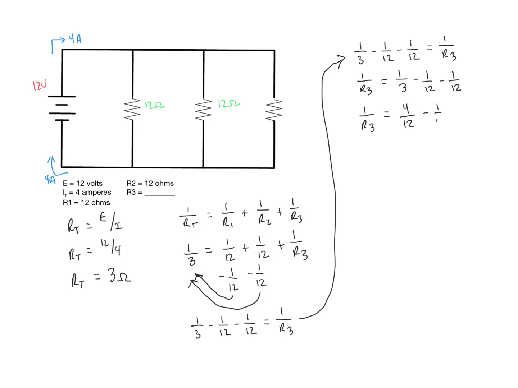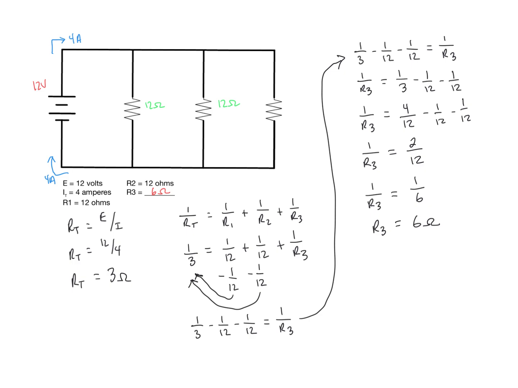Then minus 1/12 minus 1/12, which gives us 1 over R3 is equal to 4 minus 1 is 3, 3 minus 1 is 2. So that will give us 2/12 like this. So 1 over R3 then becomes 1 over 6. And we take the reciprocal of that, which makes R3 equal to 6 ohms. So over here, this would be 6 ohms.